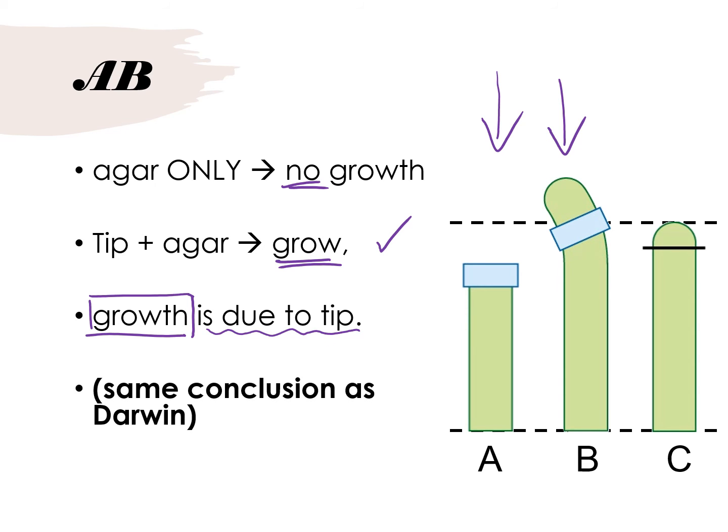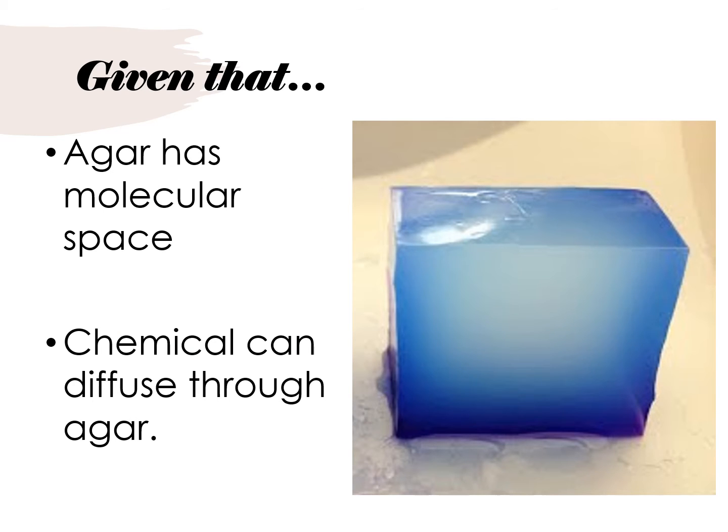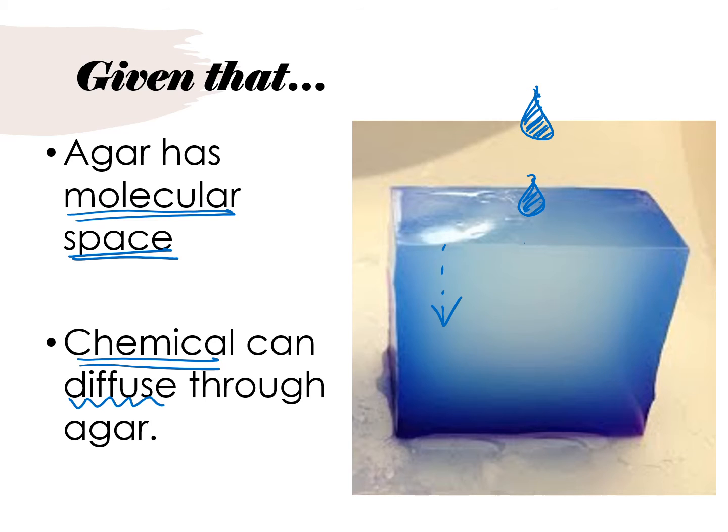This conclusion is the same as Darwin. And given that at that time, scientists already knew that agar contains some molecular space inside. So if you add a drop of ink or maybe a drop of chemical with colors, the chemical can diffuse through the agar down to the bottom.